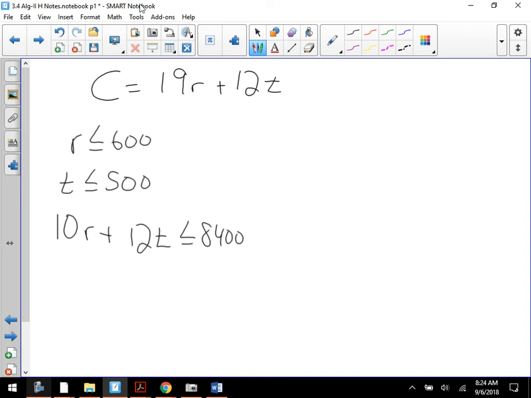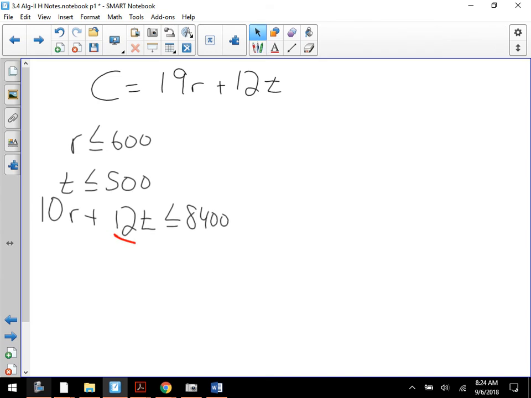I have to rewrite some things. Maybe, maybe not. I may not already have them. My largest intercept is what, 840 for the radio? Sound right? So I have 840 for the radio out here. And then 12 would be, is that 700? 700 up here.